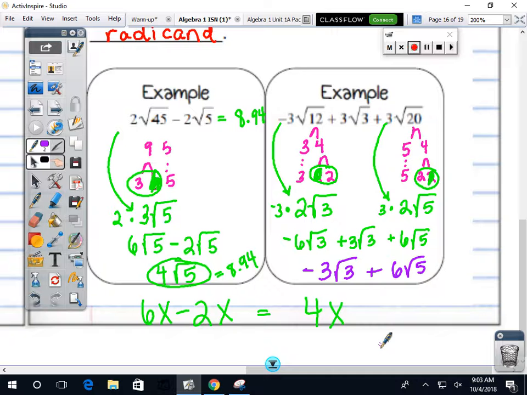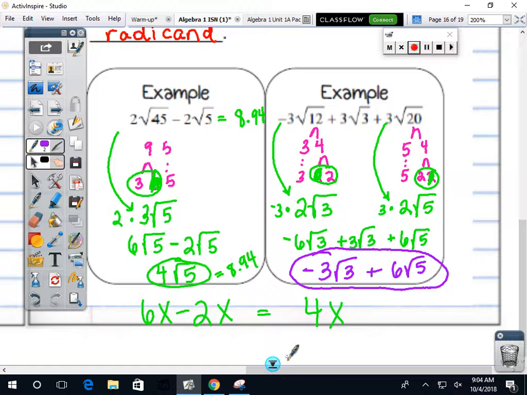8.22. Now let's type in our answer, negative 3 square roots of 3, arrow over, plus 6 square roots of 5 equals 8.22 as well. So that's how you know you have the correct answer, because when you typed them both in your calculator, they matched.